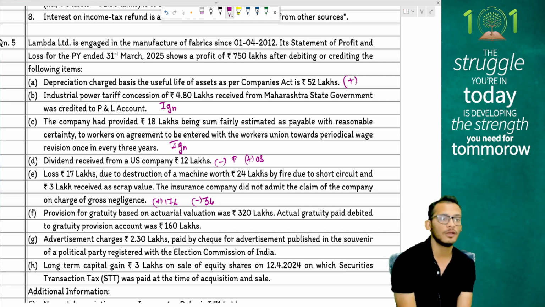You book a loss of 17 in P&L, what will you do? Scrap also will go from P&L only. To machine, how much? Full 17. To machine, you pass full 17, and then cash will be.